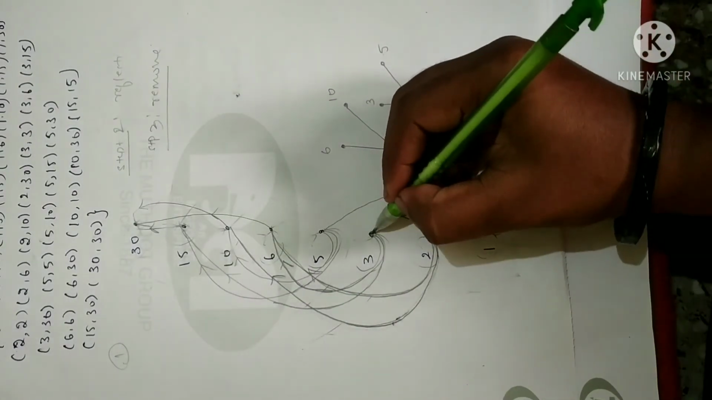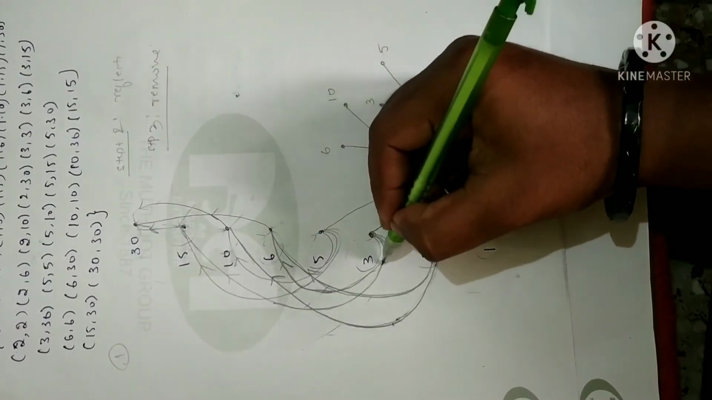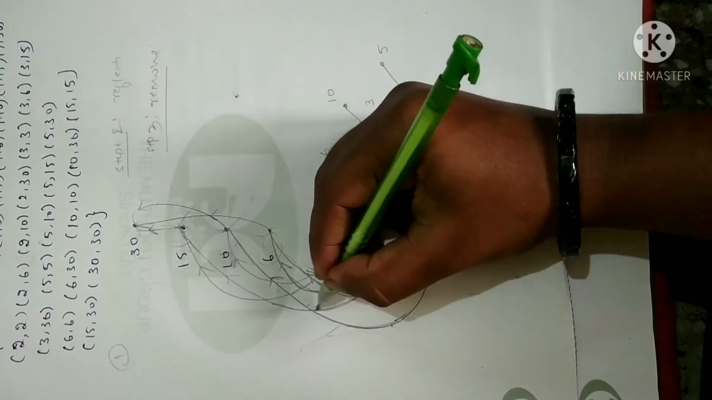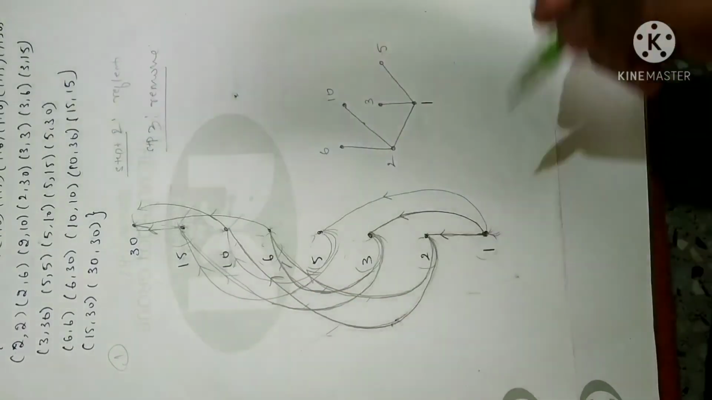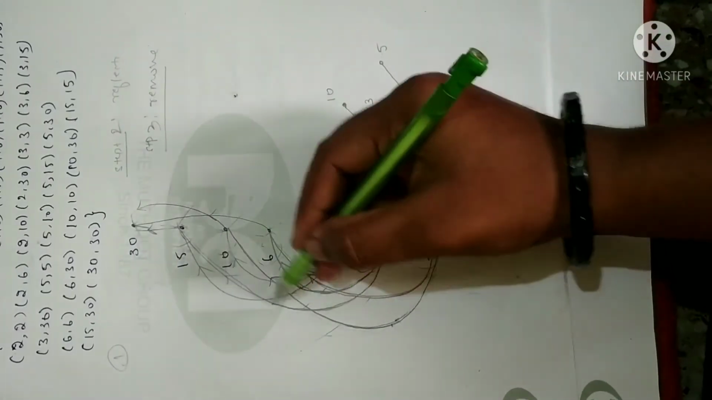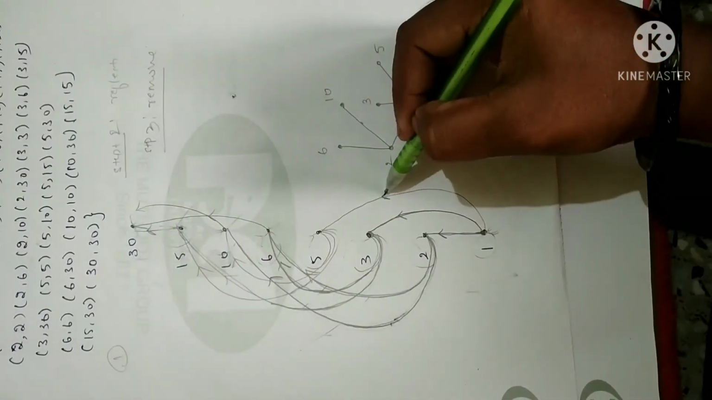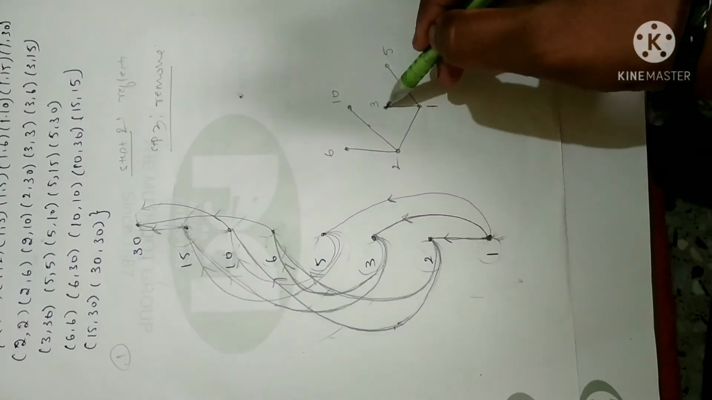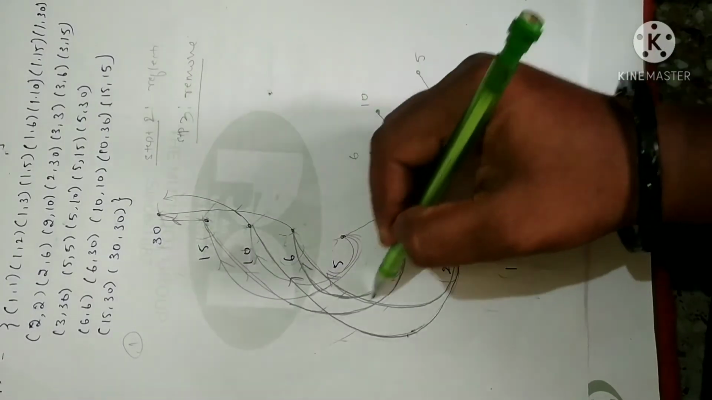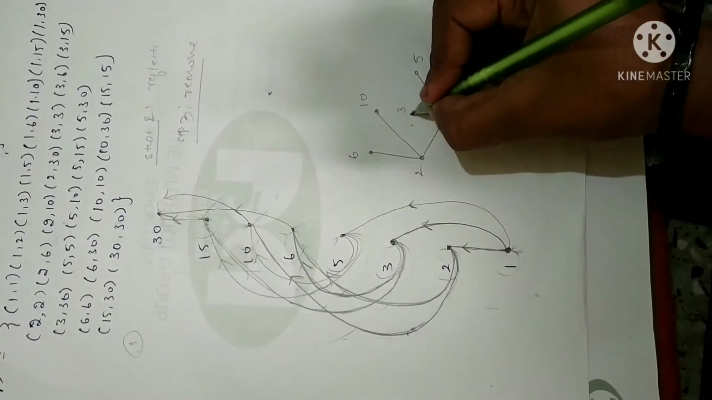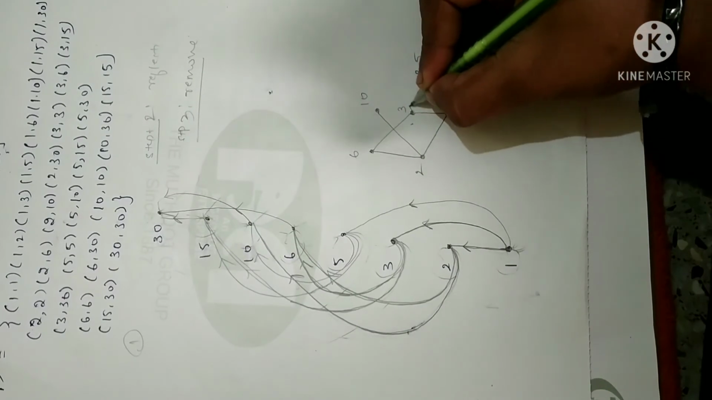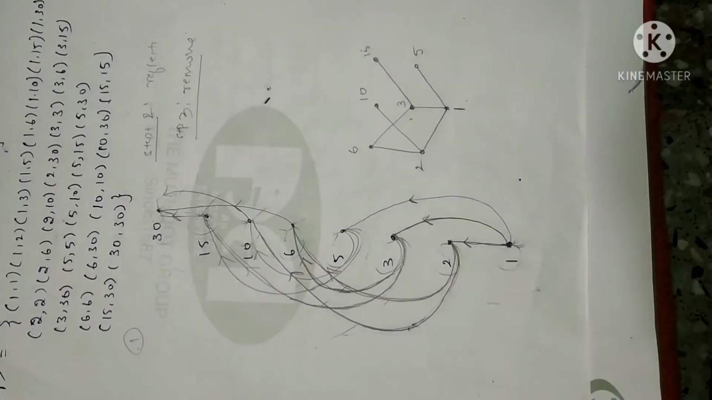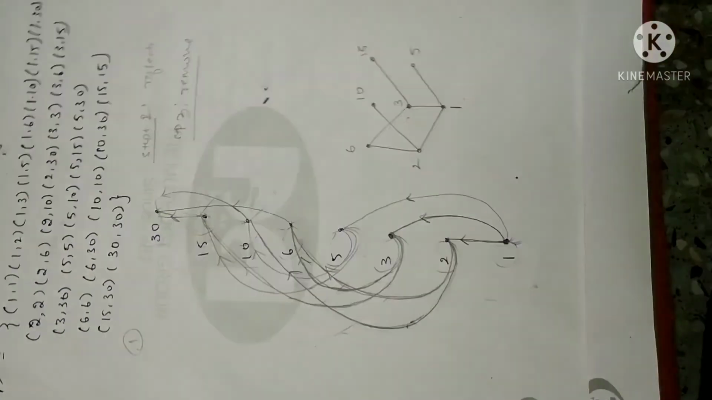Look at vertex 3. See the direction: 3 is connected to 6 and 3 is connected to 15. Nothing else, which is already drawn. Why? Because we don't have an arrow from 3 to 1. The arrow is only from 1 to 3, and we have already represented it. Only 3 is connected to 6 and 3 is connected to 15.